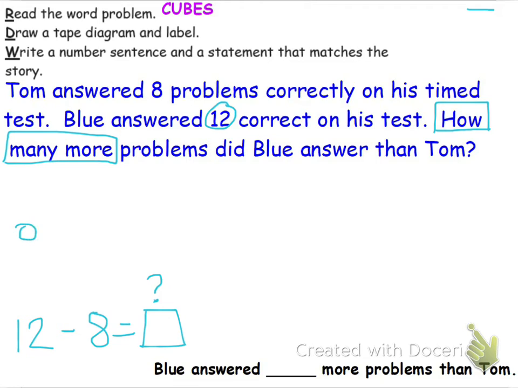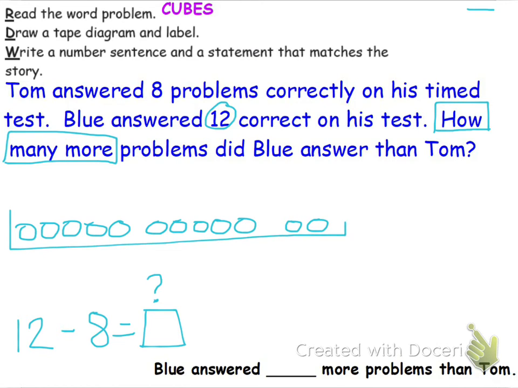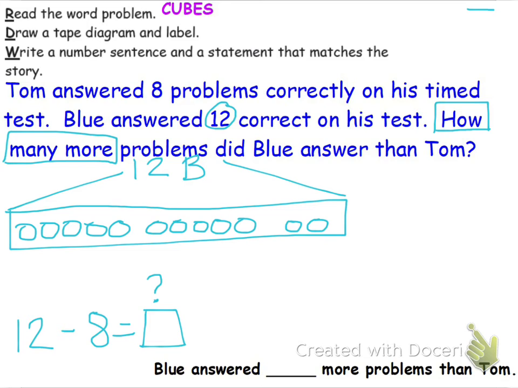I'm going to draw it, and remember I'm doing a tape diagram, so I'm drawing it neat. After each 5, I'm going to leave a little space to show each set of 5, 10, 11, 12. I'm going to box it in. This is my whole. This is as big as it can get. It cannot get any bigger than this. So I know this is the 12 that Blue got correct. Now we have to figure out how many Tom got correct.